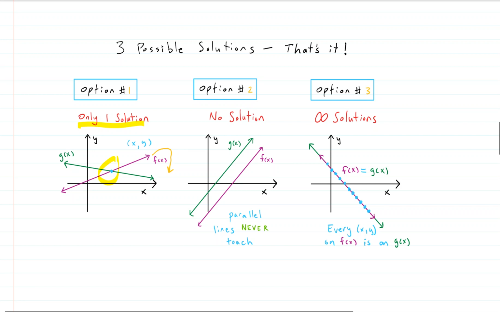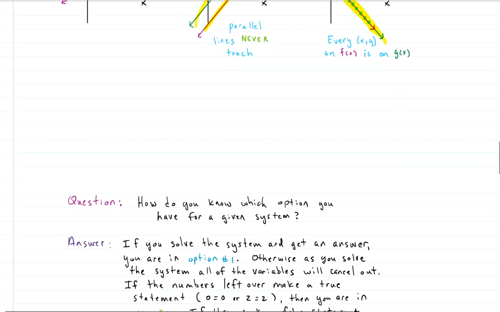So they cross once, that's an option, or there's no solution because the two lines are parallel and never touch, or we have infinite solutions because both lines lie on top of each other, and any point on one line is a point on the other line. So those are your three options.